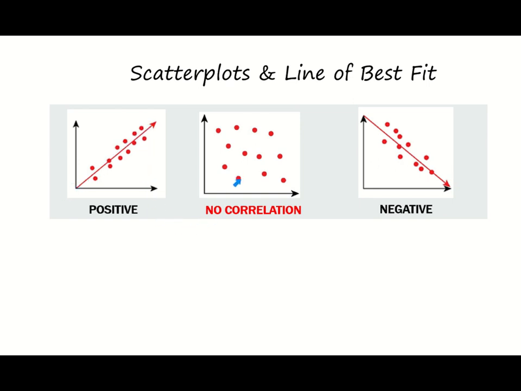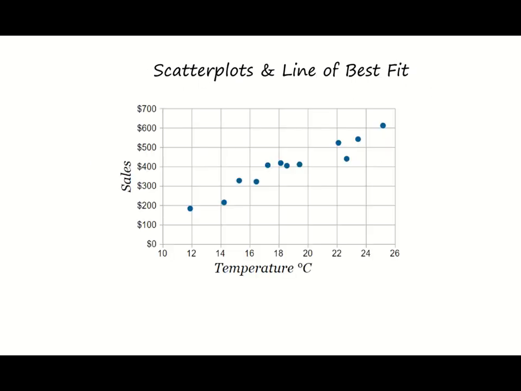No correlation is going to be when there's not really a trend. There's nothing in common about the points. They're just all over the place. Negative is going to be when these points, as you're going from left to right, they're decreasing, like a negative slope. So that would be a negative correlation.